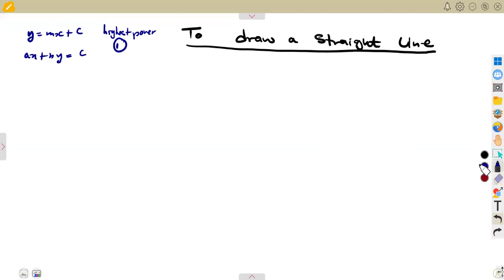As long as the highest power is 1, we are back to the straight line. So to draw a straight line, there are methods, like I said. We have got the first part, which is the use of the table of values, the TOV method.